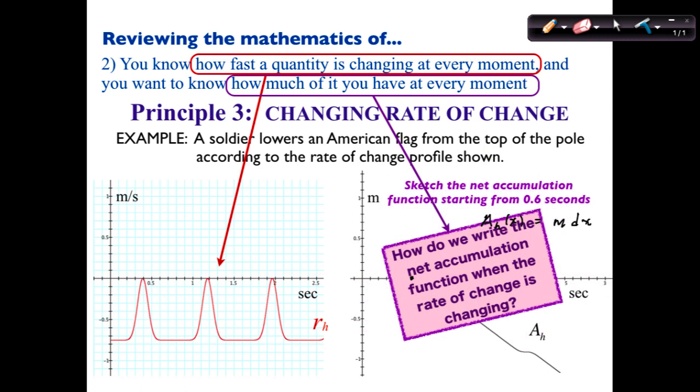So then the question is, how are we going to write the net accumulation function when the rate of change is changing? We can't use m dx because m is continually changing, especially in between hands, right? So how do we come up with a net accumulation? Okay, so what we're going to do is we're still going to leverage this powerful idea, this constant rate of change that gives us m dx. We still want to use that, but we've got to adjust. And so here's what we're going to do.